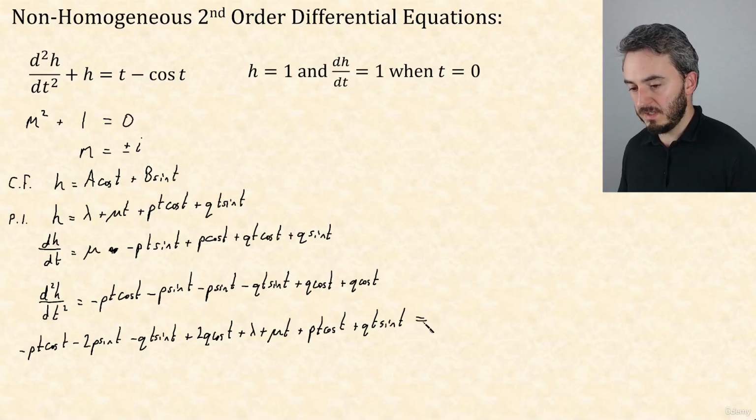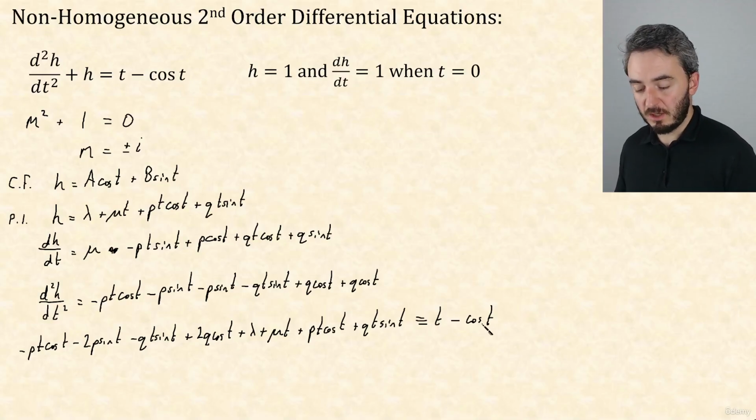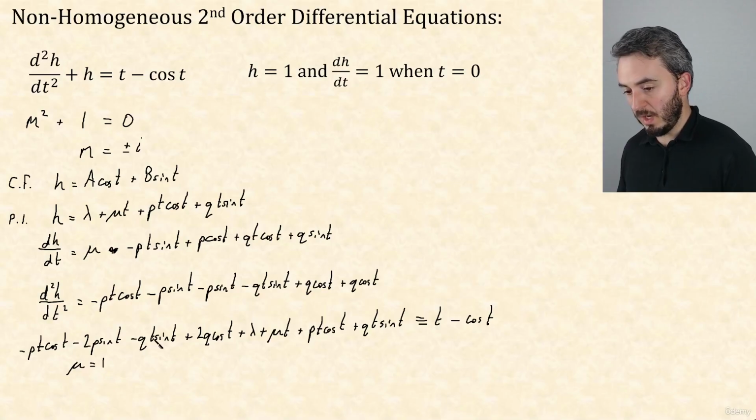And all of that needs to be identical with t minus cos t. Now, luckily, the minus p t cos t cancels with the p t cos t. The minus q t sine t cancels with the q t sine t. And if I look now at coefficients, let's just do coefficients of t and coefficients of cos t. Coefficients of t, on the left-hand side, it's just mu. So mu simply equals 1, and we're done. Now, the coefficient of the constant is 0 on the right. So lambda here must be 0.